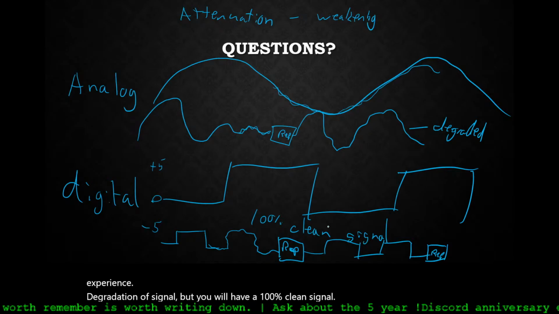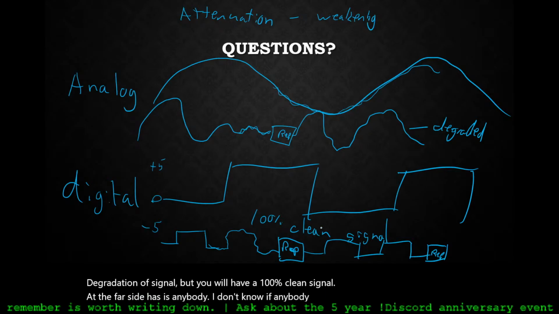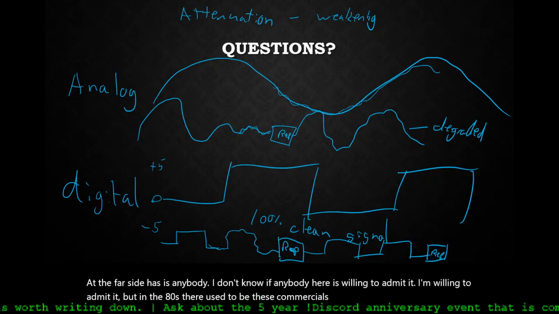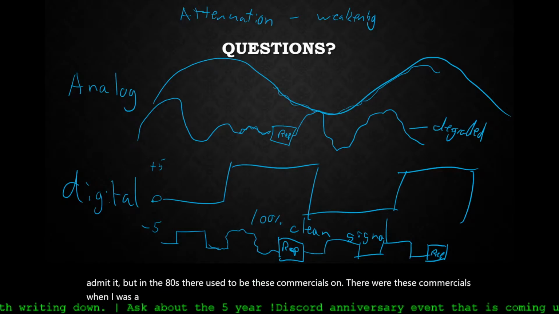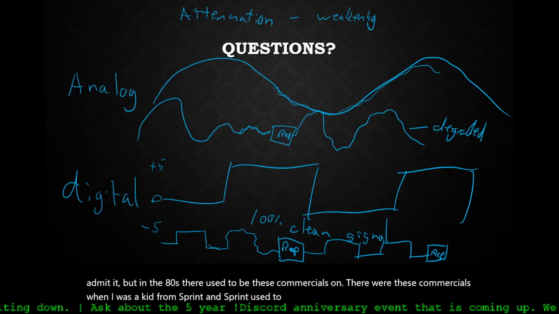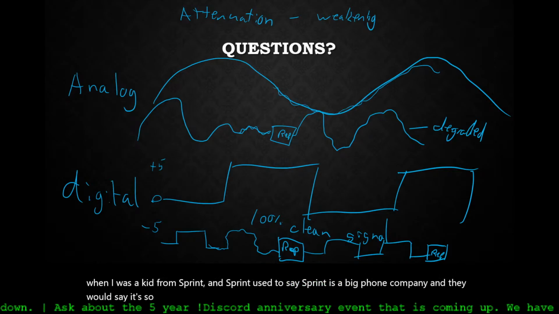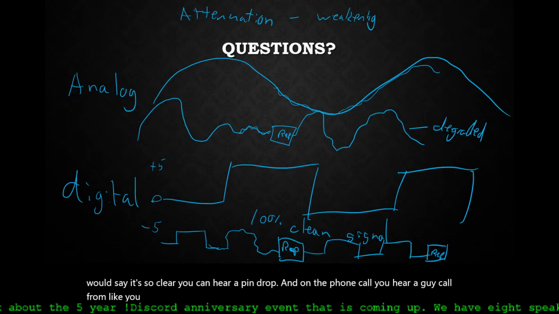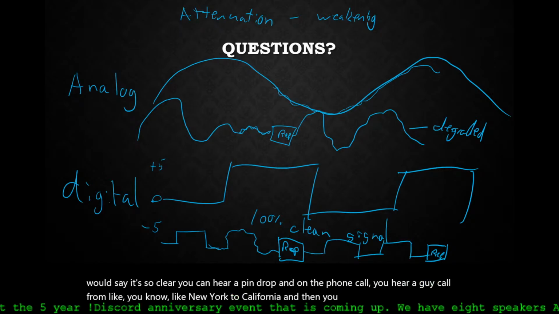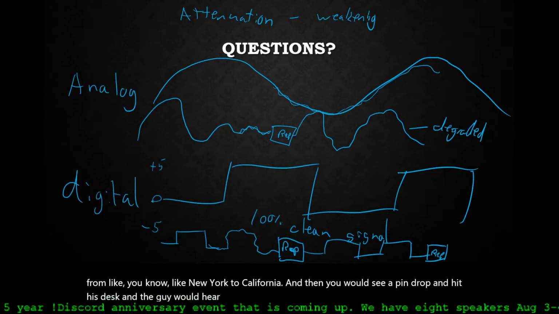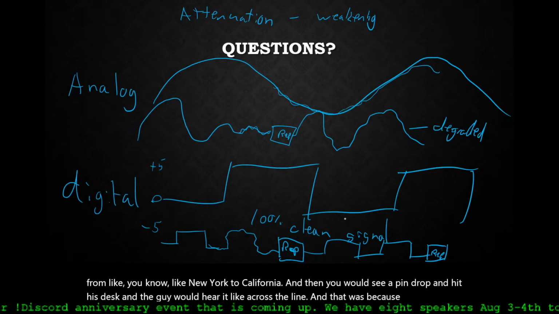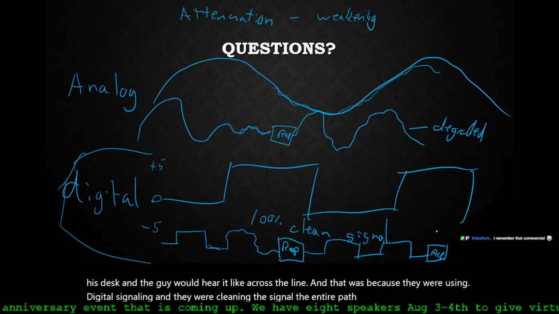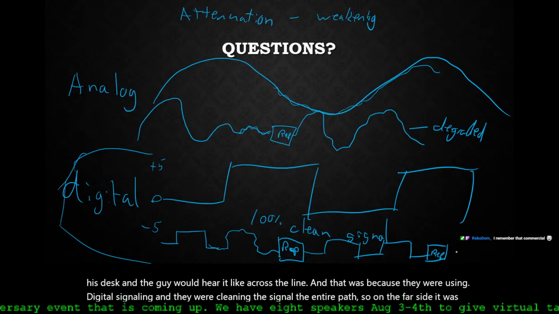I don't know if anybody here is willing to admit it, but I'm willing to admit it. In the 80s, when I was a kid, there were these commercials from Sprint, a big phone company, and they would say, it's so clear you can hear a pin drop. On the phone call, you'd hear a guy call from like New York to California, and then you would see a pin drop and hit his desk, and the guy would hear it across the line. And that was because they were using digital signaling, and they were cleaning the signal the entire path. So on the far side, it was completely clean back to whatever the sampling rate was.